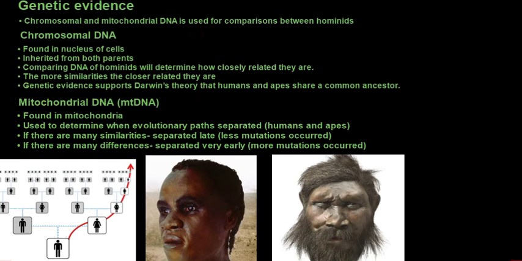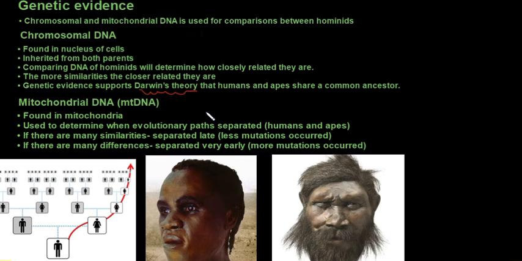Now, genetic evidence. The genetic evidence we use here is chromosomal and mitochondrial DNA. And chromosomal DNA, as you guys know, is found in the nucleus. You get it from both parents. And when we compare the DNA of hominids, it will determine how closely related they are. Obviously, the more similarities there are, the closer related they are. And then this genetic evidence will also support Darwin's theory that humans and apes share a common ancestor.